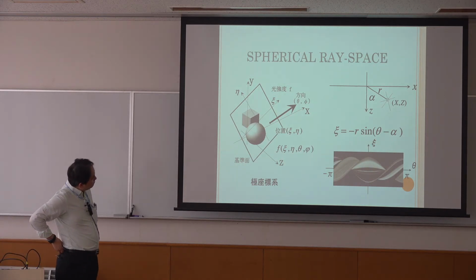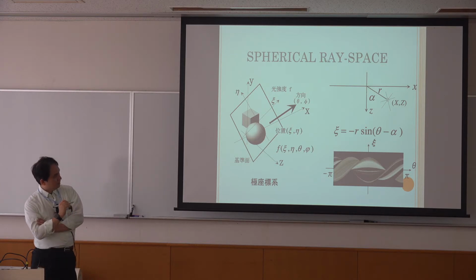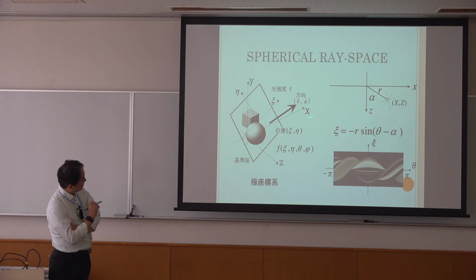We can think of another coordinate system. This is called a spherical ray space. The definition of the spherical ray space is like this. The only difference is the definition of this plane. The plane is defined by theta and phi, and the position is no more x and y, but x and eta. The relation between the real space and ray space is written like this.